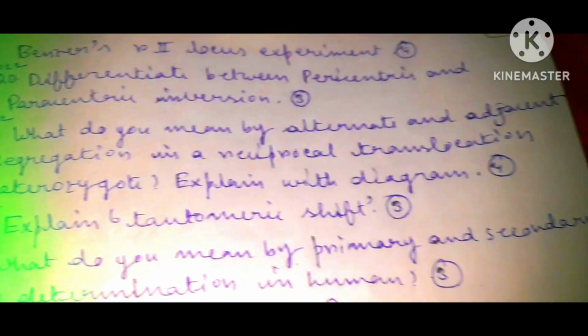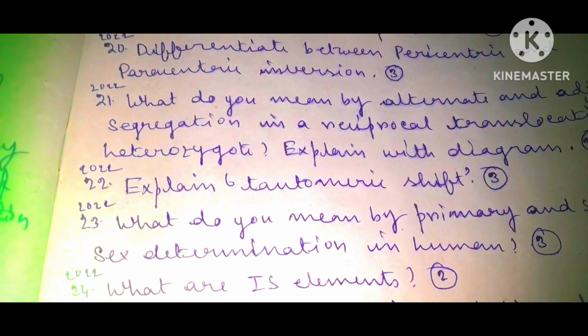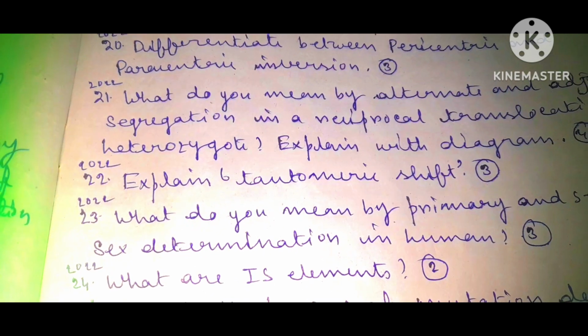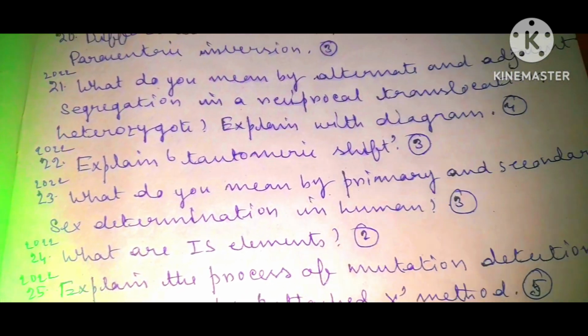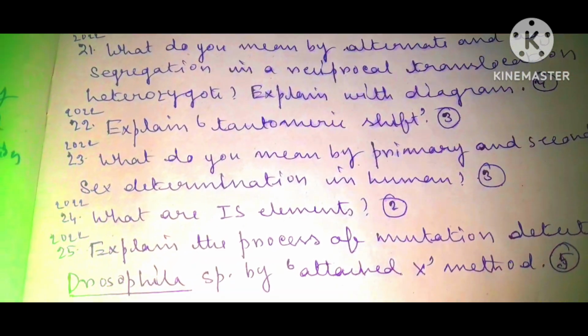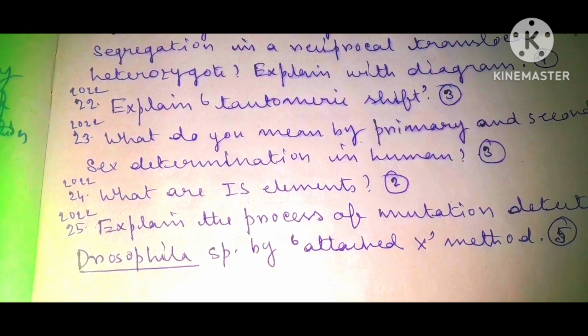What do you mean by alternate and adjacent segregation in a reciprocal translocation heterozygote? Explain with diagram, carrying 4 marks. Explain tautomeric shift in 3 marks.